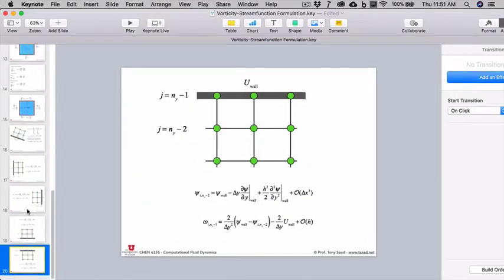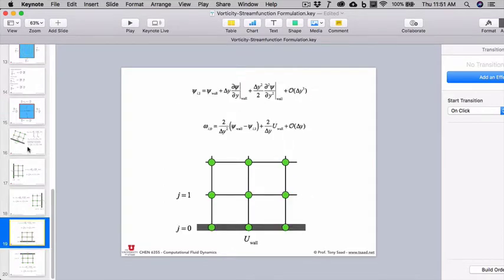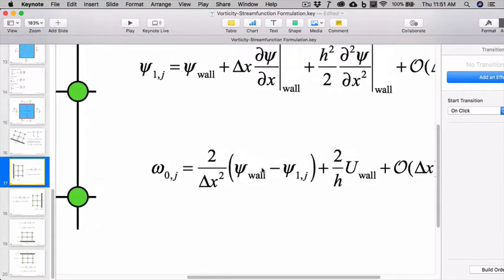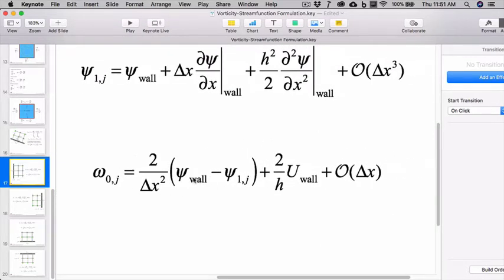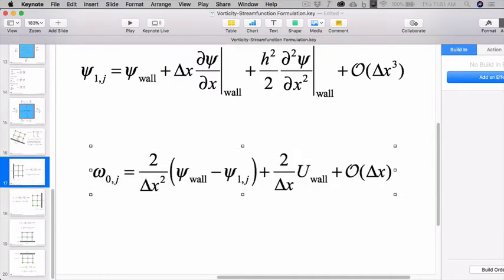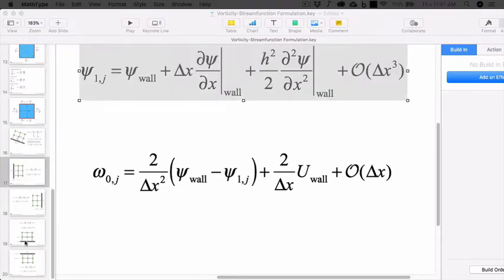what is the vorticity at the bottom wall? No, we started with the left wall. It's omega[0, all j] is 2 over delta x squared times (psi wall minus psi interior) plus 2 over, this should be really delta x. Sorry. Okay. When you teach a class in the future, you're going to make all sorts of little typos like this. Okay, this one is delta x as well.